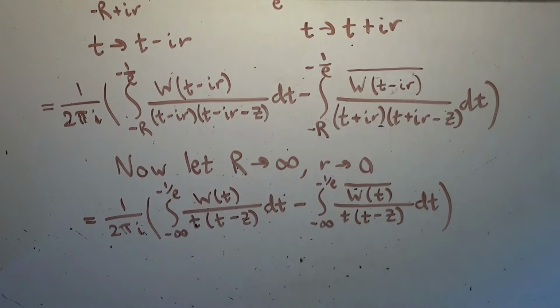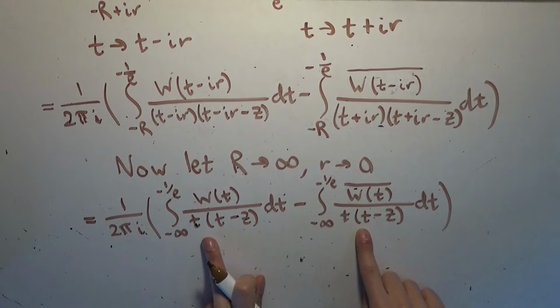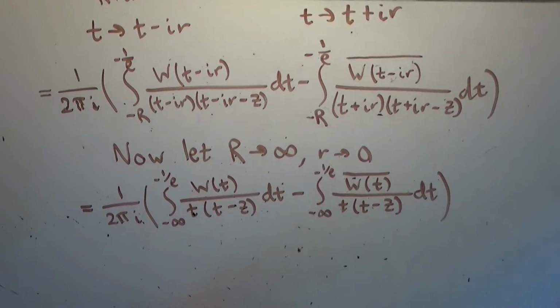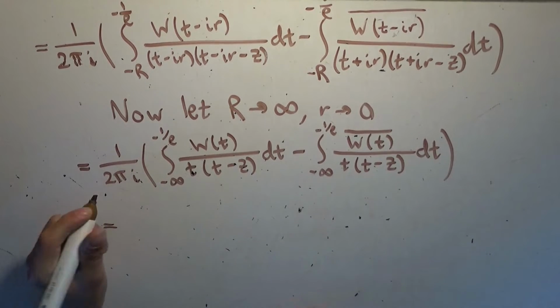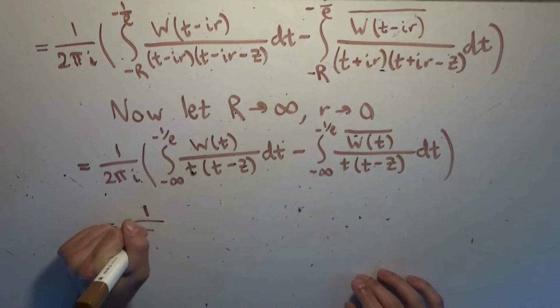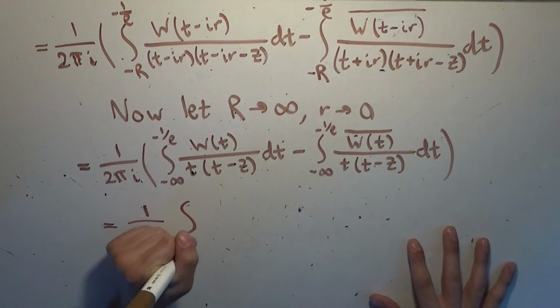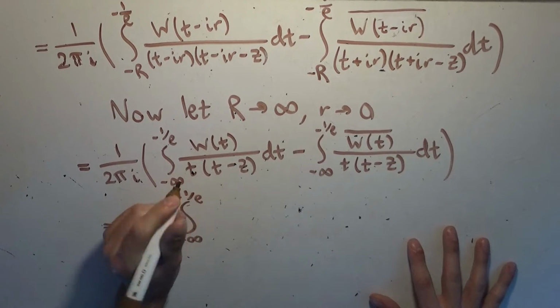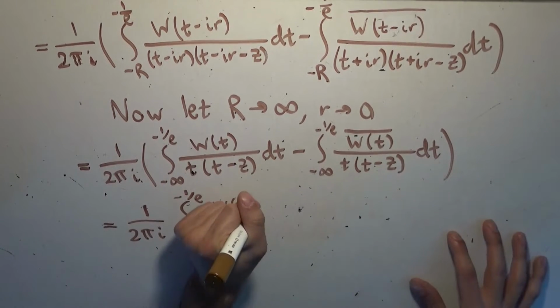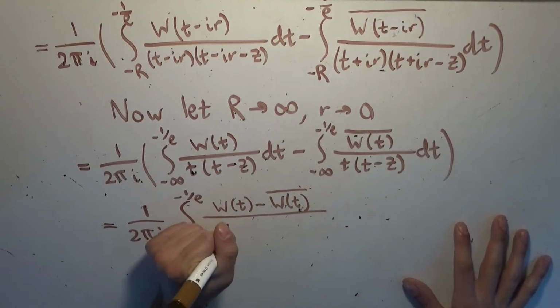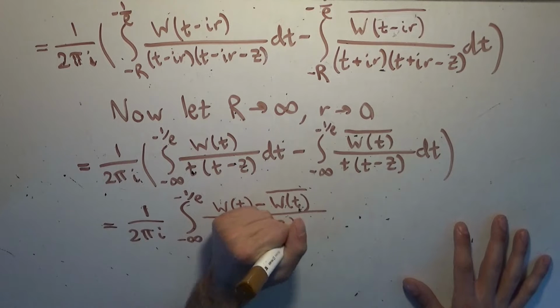And the beautiful thing is that not only are the bounds of these two integrals the same, but the denominators of the integrands are the same. So when we put them under the same integral, we can write them as the same fraction. And so we end up with this beautiful conclusion that this is equal to 1 over 2 pi I times the integral from negative infinity to negative 1 over e of W of t minus the conjugate of W of t, divided by t times t minus z dt.